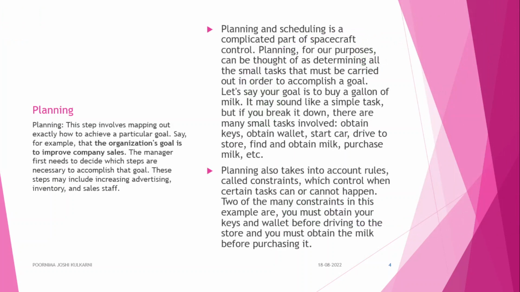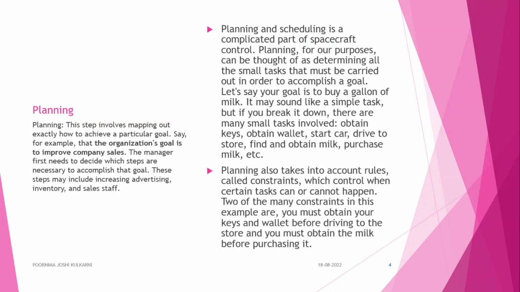Planning is a step that involves mapping out exactly how to achieve a particular goal. Say, for example, that the organization's goal is to improve company sales. The manager first needs to decide which steps are necessary to accomplish that goal. These steps may include increasing advertising, which is the most important thing in increasing sales, inventory, and sales staff. Planning and scheduling is a complicated part of spacecraft control. In spacecraft controlling, planning and scheduling is a very complicated process.